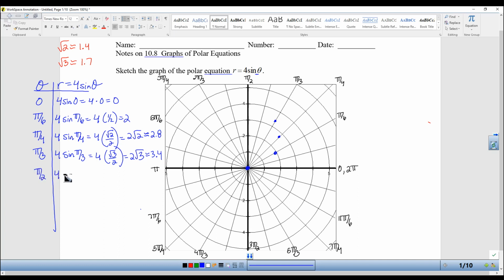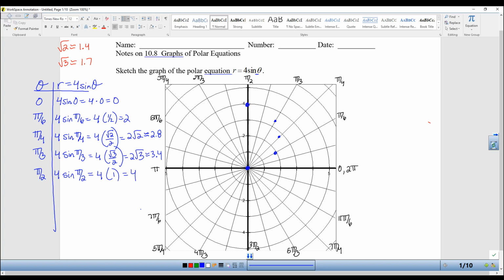I know some of you are like, are you kidding me? This is so tedious. There are some shortcuts, but it'll make more sense if we do the first one all out. So sine of pi halves is 1. 4 times 1 is 4.